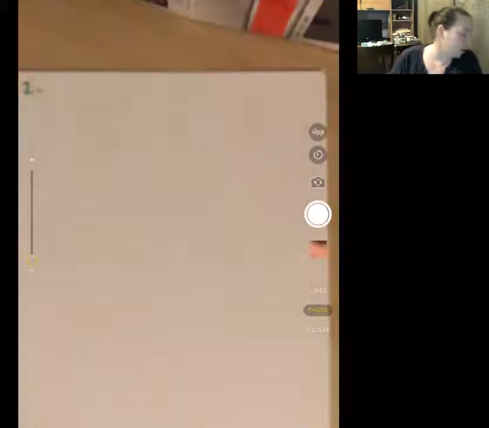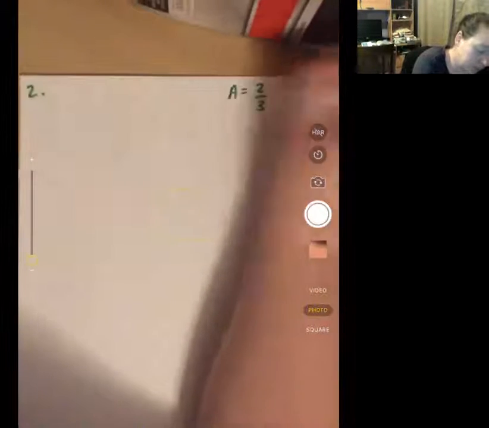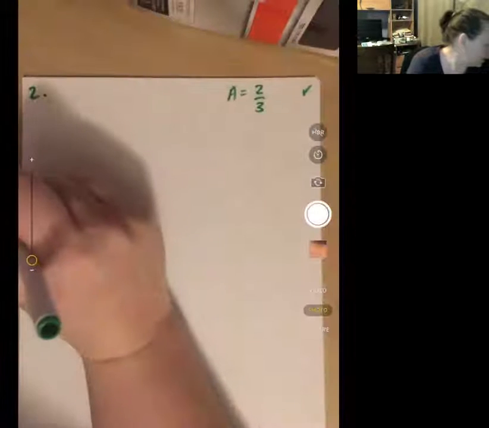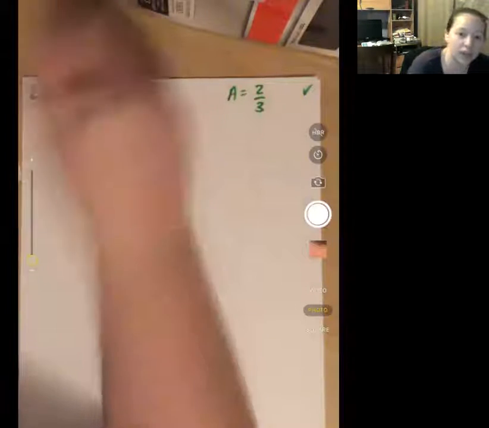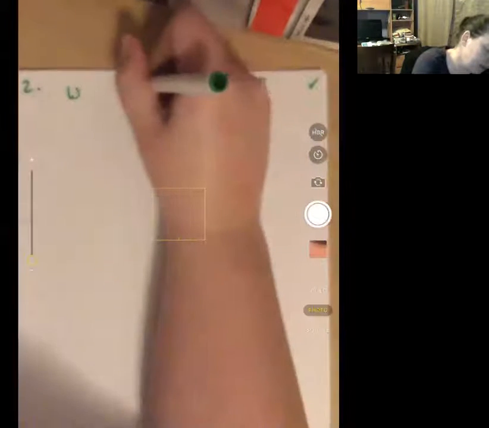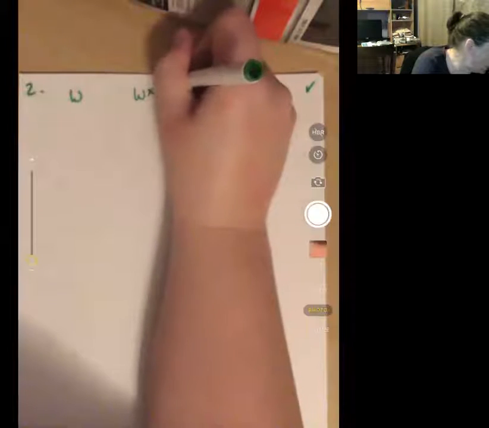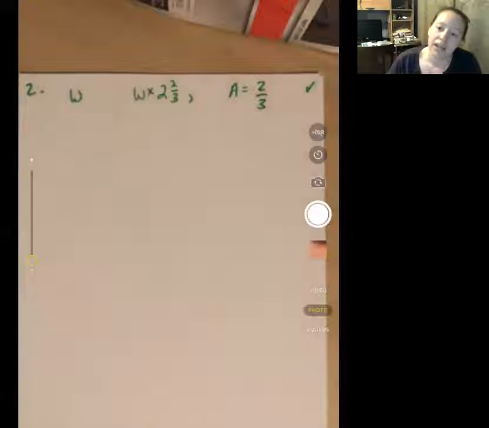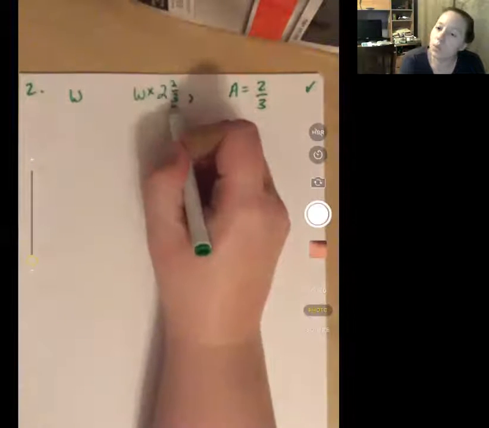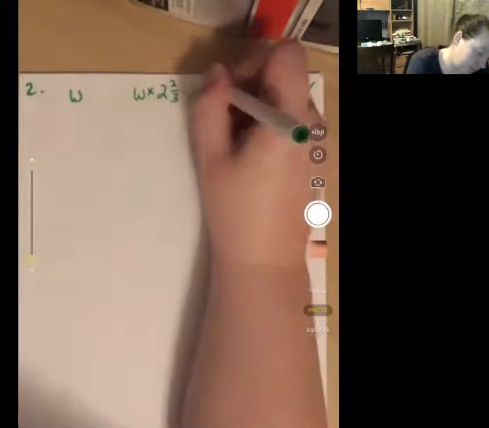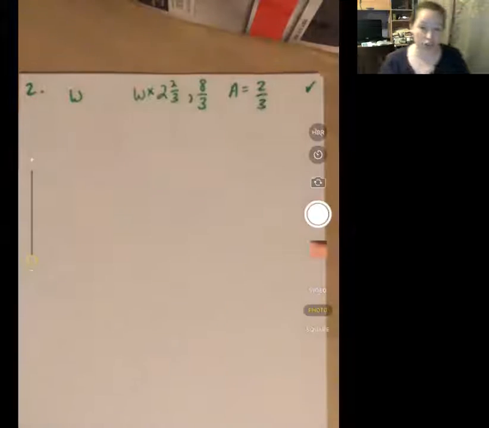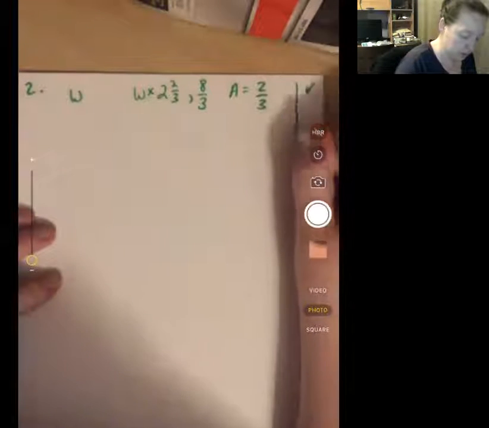A rectangular park has an area of 2/3 square miles. Okay, so the length of the park is 2 2/3 the width of the park. So we have the width that we're worrying about this time. And width times 2 2/3, or the number that we're actually going to use is 2 times 3, which is 6, plus 2, 8 over 3. So it's 8/3. That's the number that we're actually going to use.